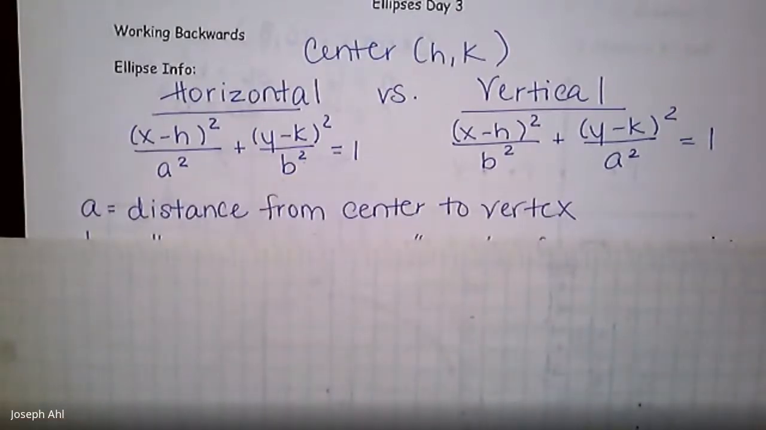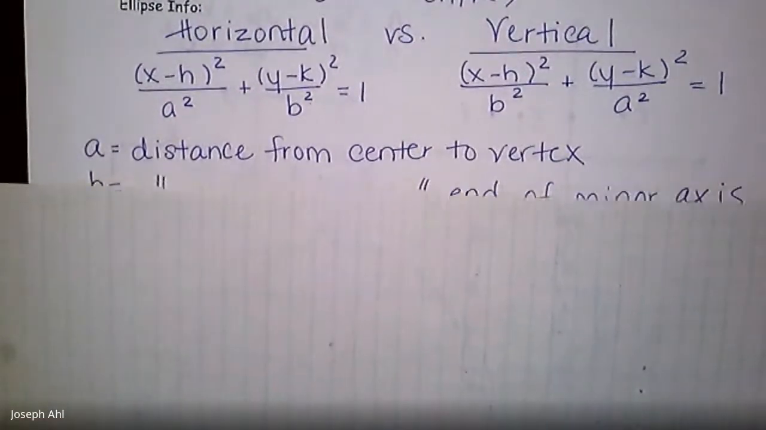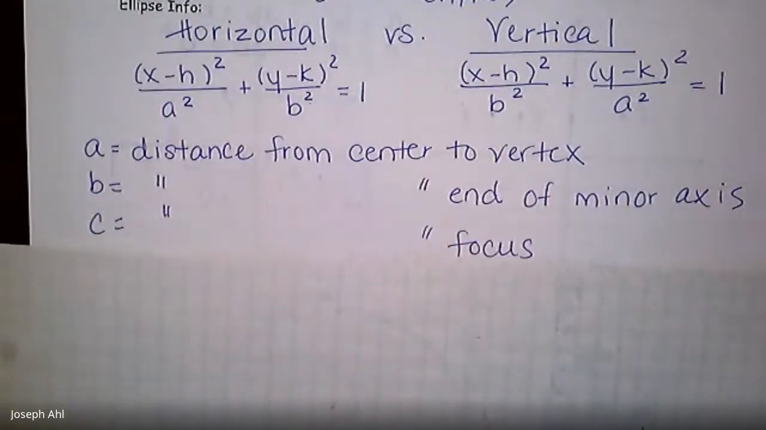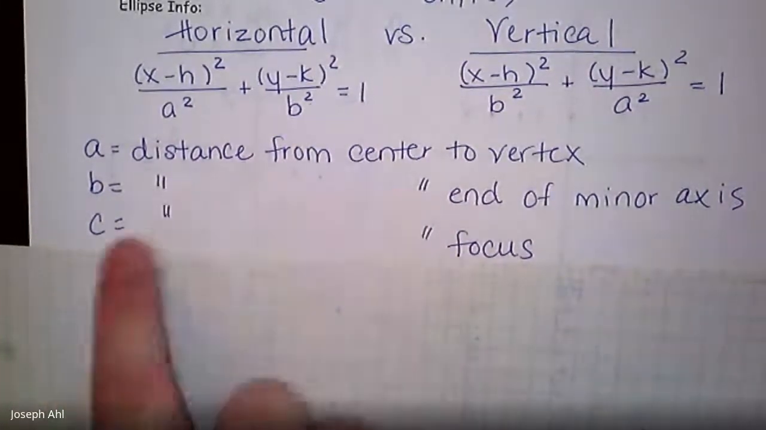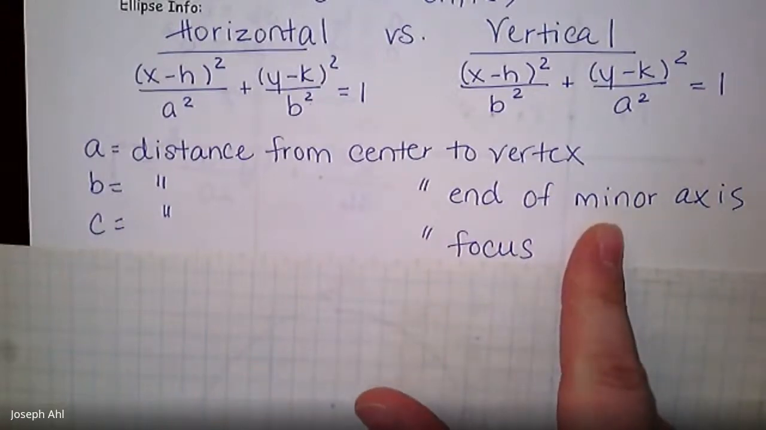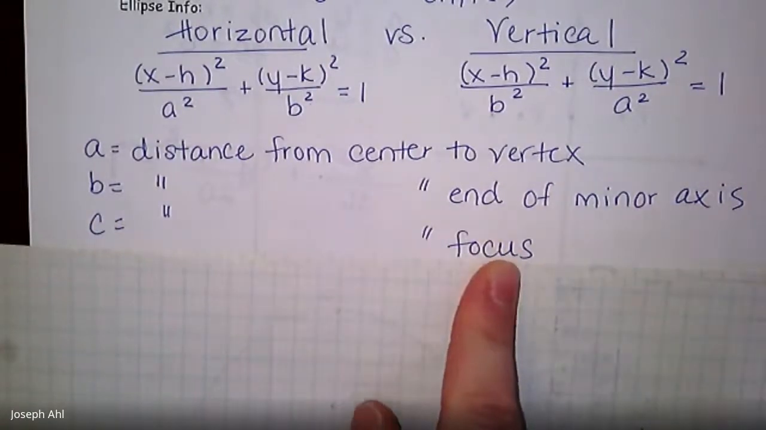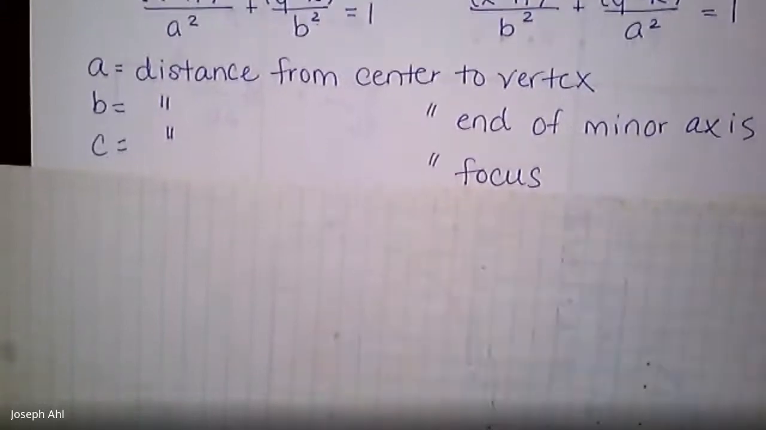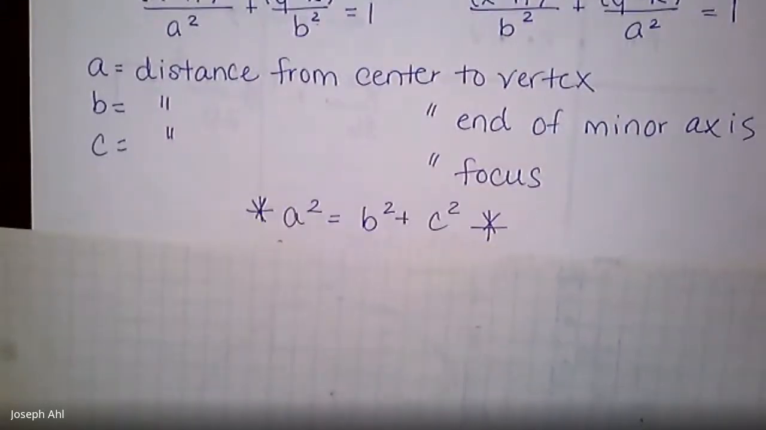We have to know what a, b, and c represent. So I'll kind of list that for you here. a is the distance from the center to the vertex. And then distance from center to would carry over for b and c as well. b is center to end of minor axis. c is center to the focus points. Okay, a couple of other key notes here is that a squared equals b squared plus c squared.